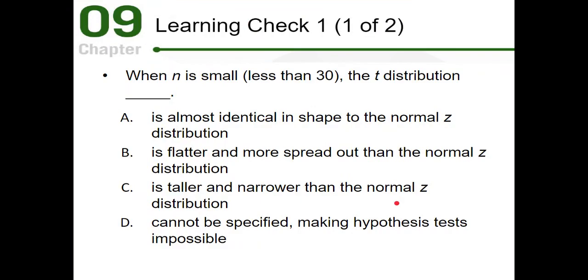Let's go ahead and do a learning check. When we have a small number that's less than 30 in the t distribution, which would be truer, A, B, C, or D? I'll give you a few moments to think about it.